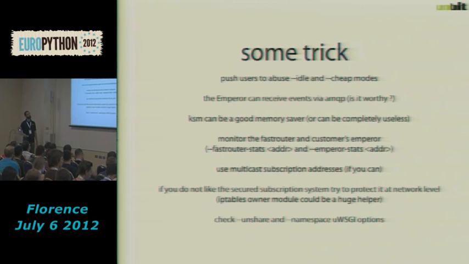I suggest you always monitor things. You can monitor the Fastrouter with its stats. You can monitor the Emperor. It will tell you how many vassals are starting, what their status is, and so on. Again, use a multicast subscription address. Later I will tell you why.